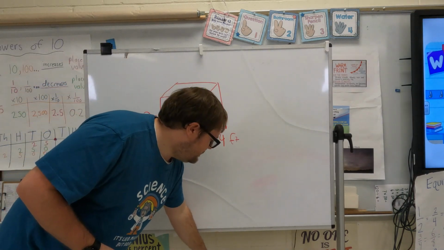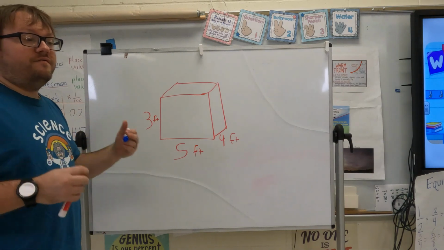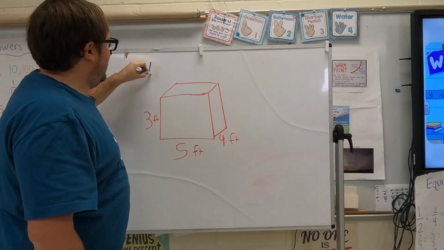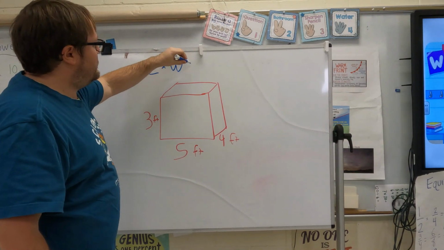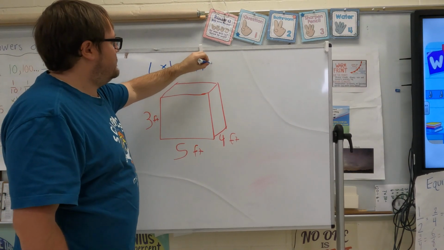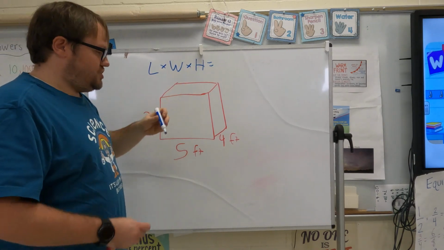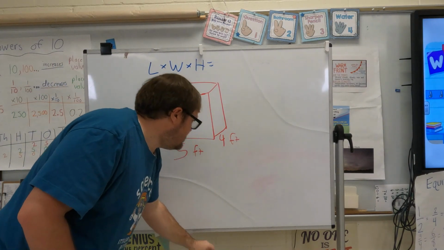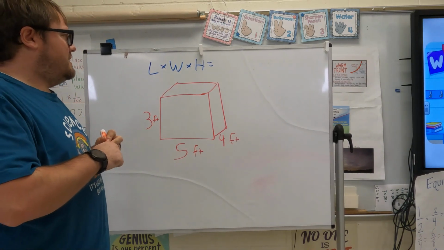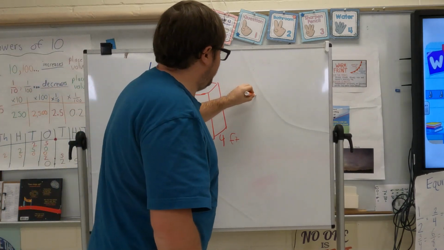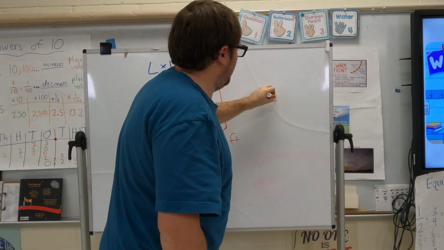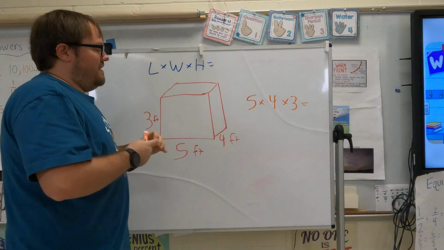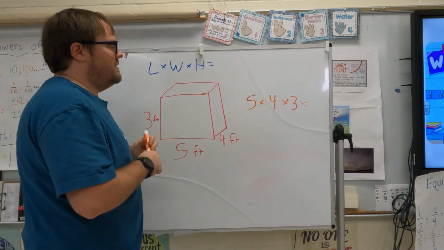The formula for finding the volume of what we call a rectangular prism is length times width times height, okay? LWH. So I'm gonna write my number sentence off the side. So I have 5 times 4 times 3, okay?